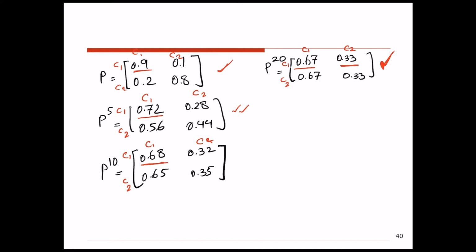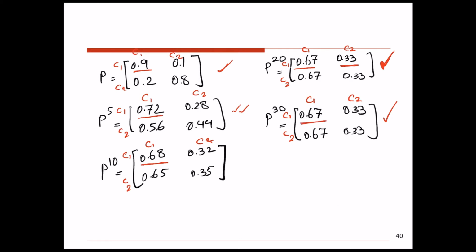And then if I look at, for example, P30, this is what I get. At P30, we see that these values didn't change at all compared to P20. Again, if I'm a cola 1 drinker right now, after 30 purchases there is a 67% chance that I'm a cola 1 drinker and a 33% chance that I'm a cola 2 drinker. And if we continue these calculations to P40, P50, P60, all the way to P100, P200, and so forth, we will see that these transition probabilities are not going to change anymore.